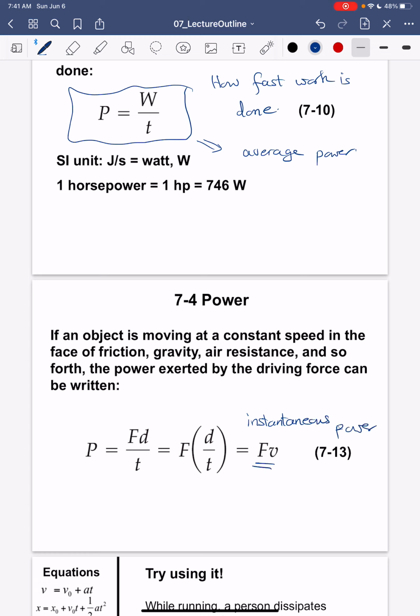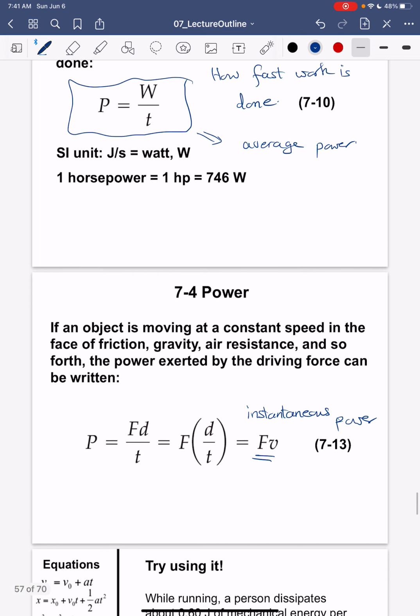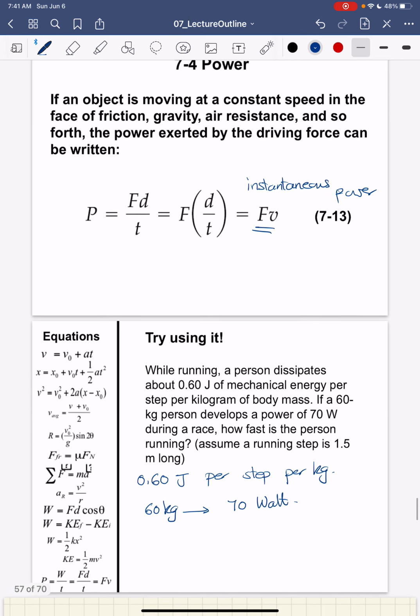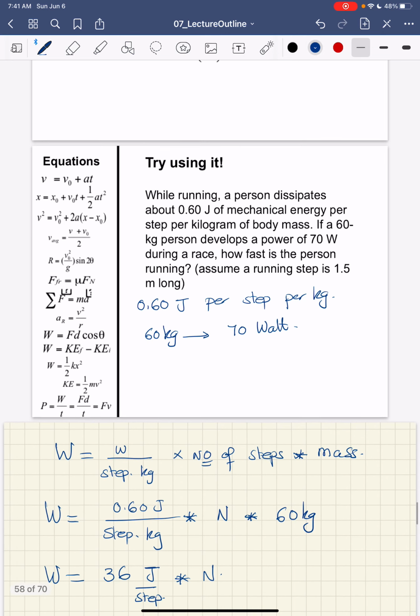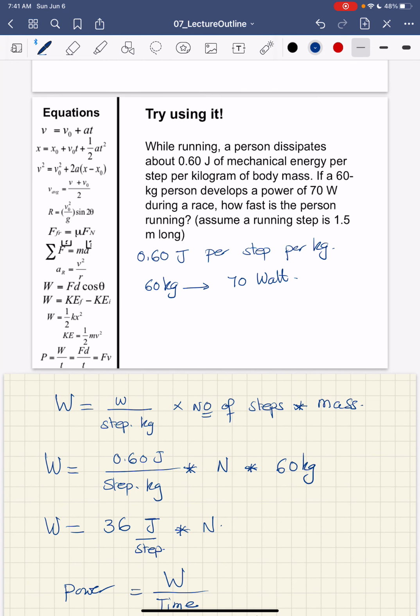Then power can be F times V. We're doing one of the problems here. While running, a person dissipates about 0.6 joules of mechanical energy per step per kilogram of body mass. If a 60 kilogram person develops a power of 70 watts during a race, how fast is the person running? We're going to assume that the running step is about 1.5 meters long.